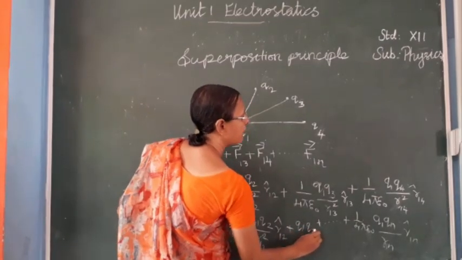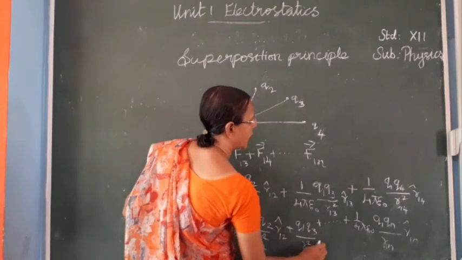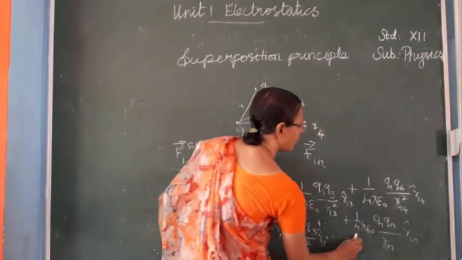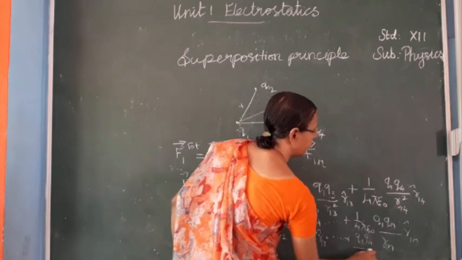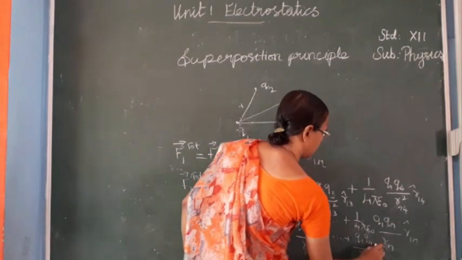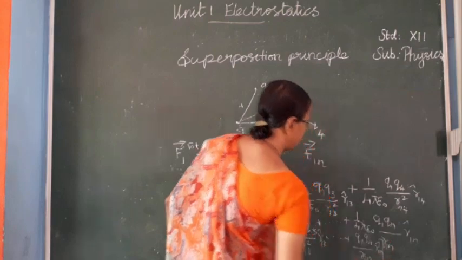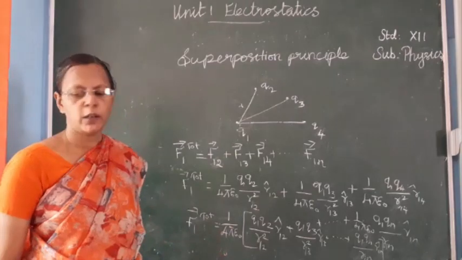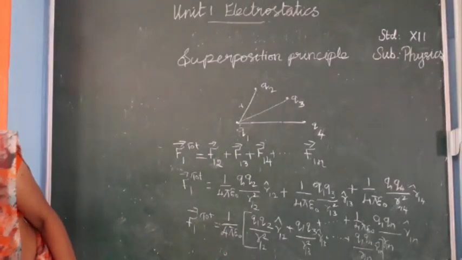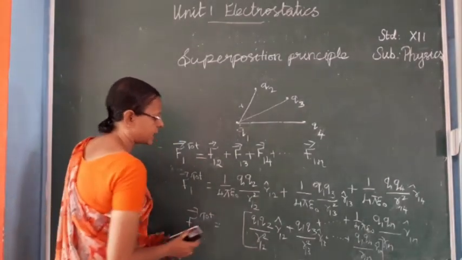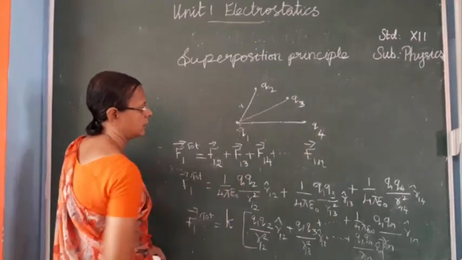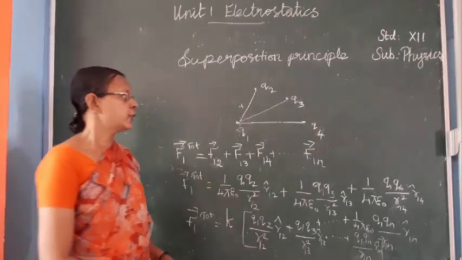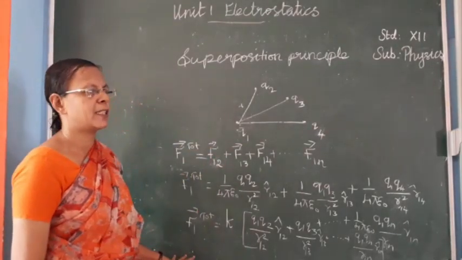Now all the remaining terms: Q1 Q2 by R12 square, R12 cap, then plus Q1 Q3 by R13 square, R13 cap, like this, everything plus Q1 Qn divided by R1n square, R1n cap. Like that, we have to take out this 1 by 4 pi epsilon 0. So this 1 by 4 pi epsilon 0 is K, and that one we can write as K. Understood, all of you? This is the superposition principle.